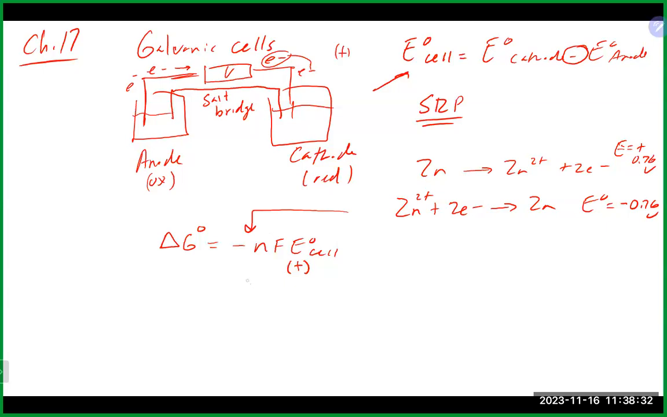N is a positive value, which is the number of moles. That will result in a negative delta G, which means the reaction should be spontaneous. And that is what a positive cell voltage basically indicates.